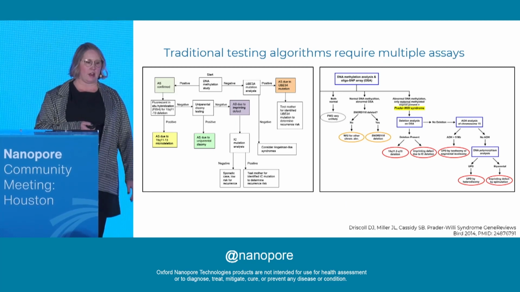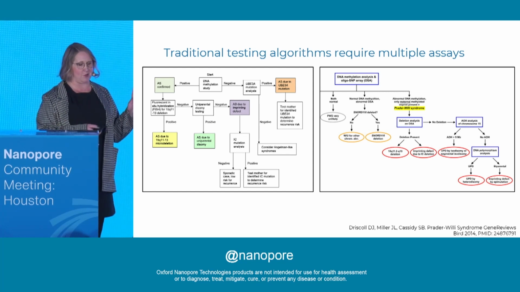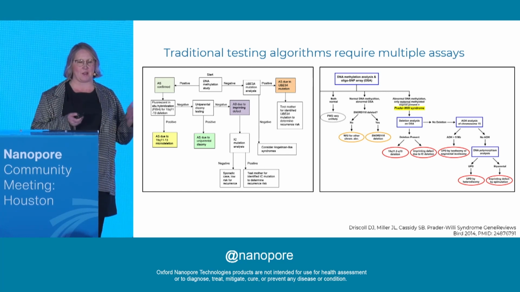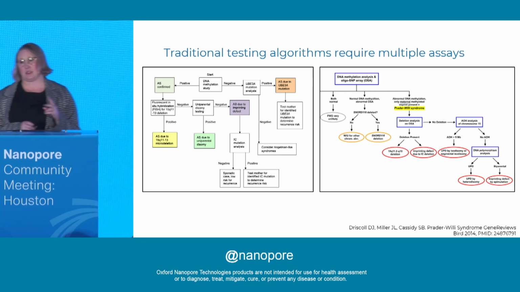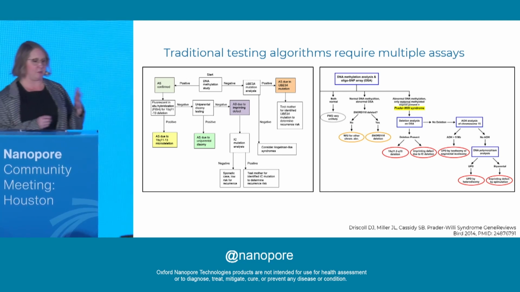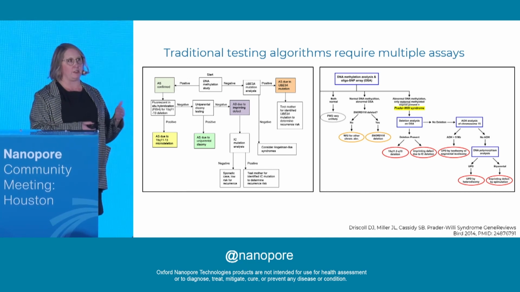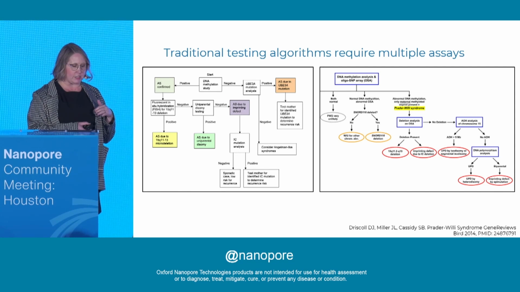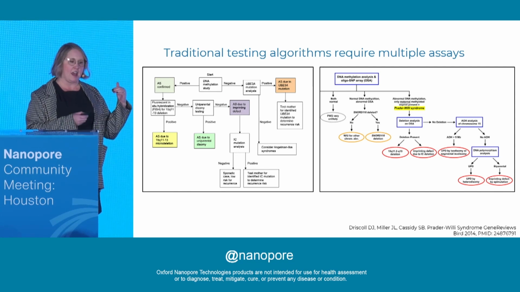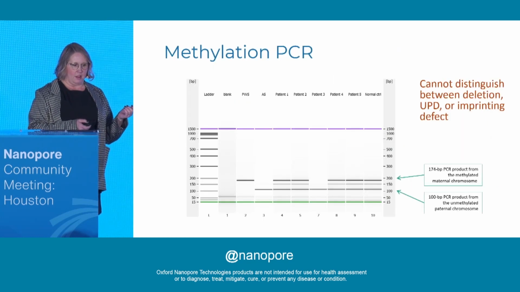Traditional testing for both of these disorders is quite challenging. I'm not going to walk you through these flow diagrams, but it typically involves methylation analysis, some sort of copy number analysis, which could be a chromosomal microarray or FISH. You might need to do microsatellite analysis to determine the parent of origin of that defect, as well as sequencing. So this can take a lot of time.